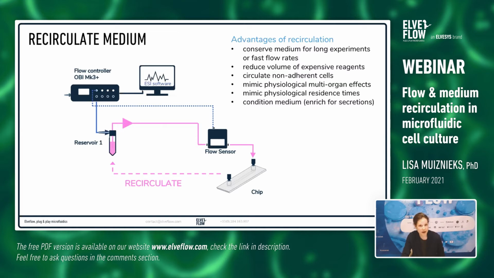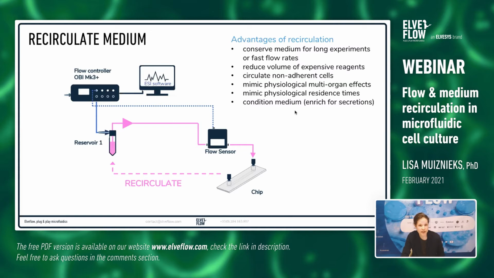There are also experimental considerations, like being able to add non-adherent circulating cells to your experiment, or to mimic physiological multi-organ effects. For example, looping together cell models of different tissues, like a gut chip and a liver chip, so you can test the effect of a metabolite of one cell type on the behavior of another. Recirculation is also useful to more closely mimic the physiological residence time of a recirculating drug, and it also enables you to build up conditioned medium.